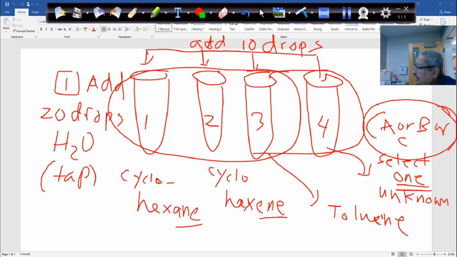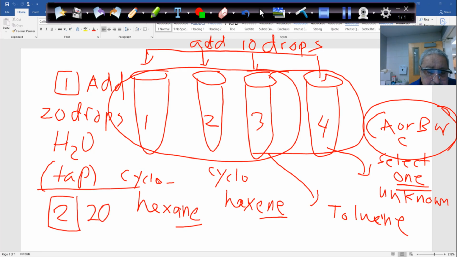Then the second thing, after cleaning up your test tube, you'll add another 10 drops. If you have some other tests, we'll keep it as there. So the next test is to add 20 drops.